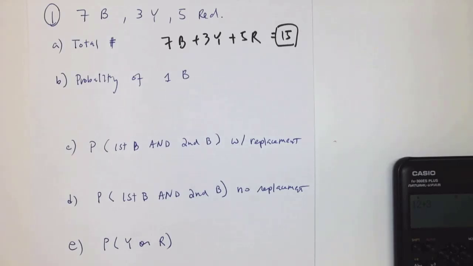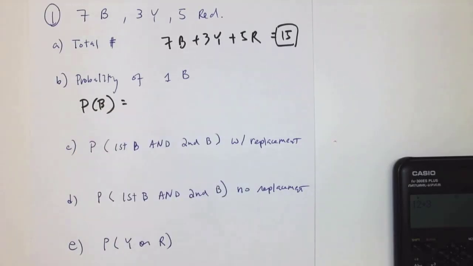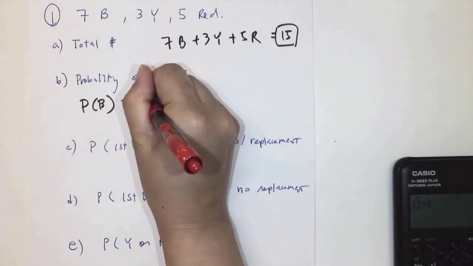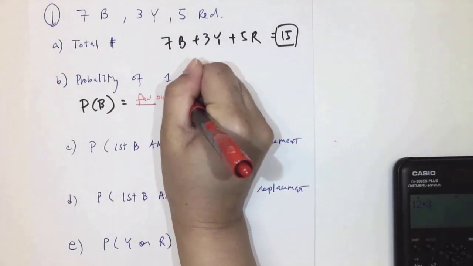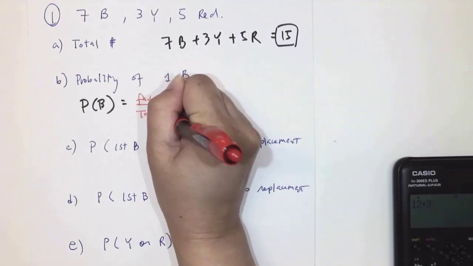Okay, the second one says probability of drawing a blue one. It's usually what over what? Favorable outcome over total outcome, so 7 over 15.